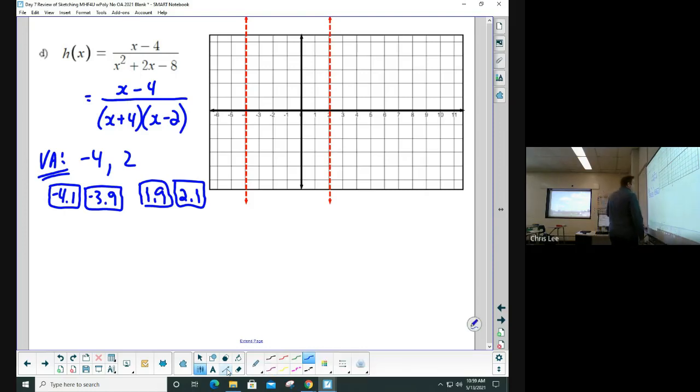All right, let's do these test points. I'm going to plug negative into this factored form. Okay, don't plug it into the original. It's too hard to tell. But in factored form, it's fine.